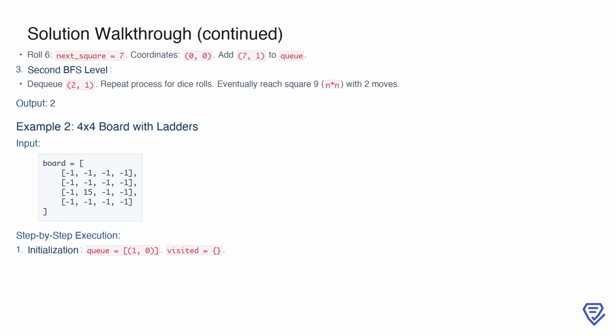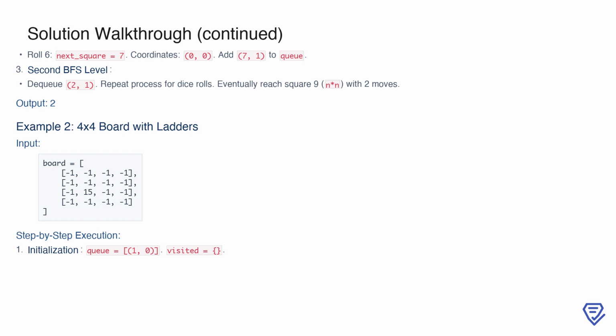Moving on to the second BFS level, we dequeue the next square in the queue, (2, 1), and repeat the same process of simulating dice rolls. As we compute the reachable squares, we eventually reach square 9, which is the final square on the board. This happens in 2 moves, so the output for this example is 2.